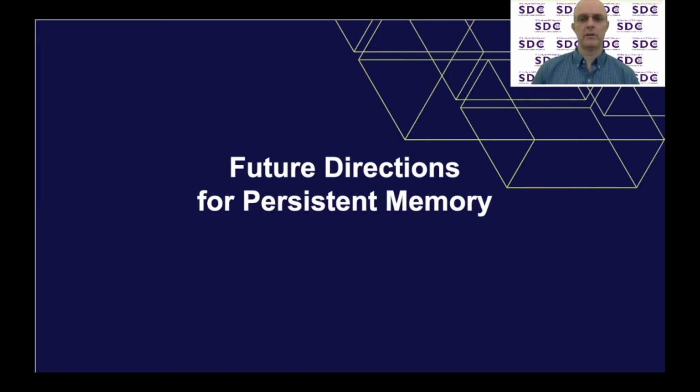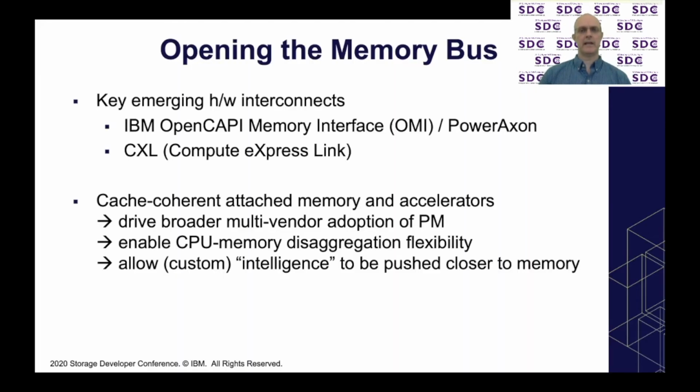We'll now explore some of the future directions for persistent memory technology. The first I'd like to talk about is opening up the memory bus. IBM has been offering this capability through OpenCAPI for a number of years now, but we're seeing standardization such as Compute Express Link coming closer to reality. What this does is allow cache coherent attached memory and accelerators. This will ultimately drive broader multi-vendor adoption of persistent memory, enable CPU memory disaggregation for flexibility, and also allow custom intelligence to be pushed closer to the memory.